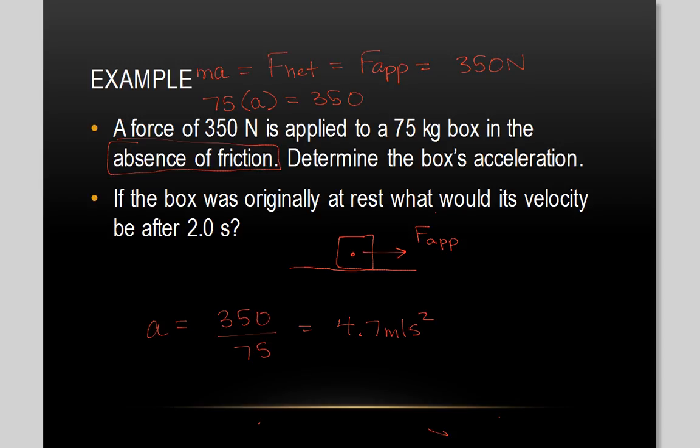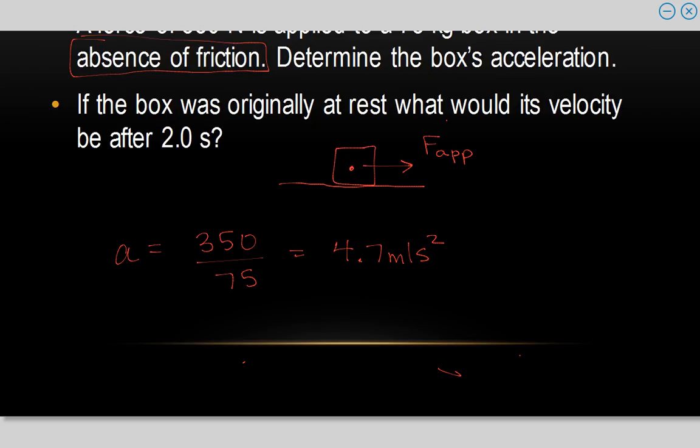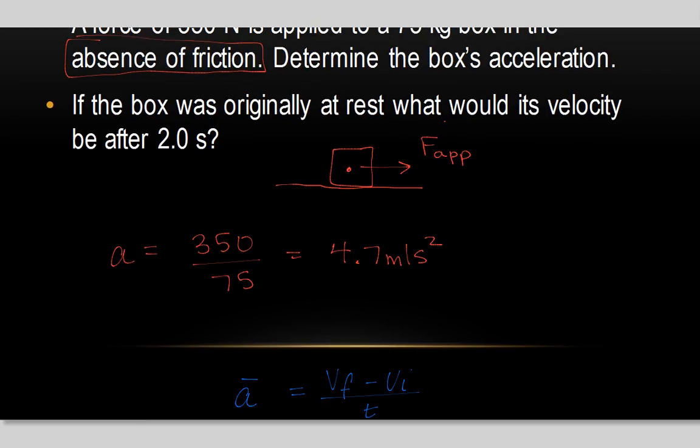Now if the box was originally at rest, what would its velocity be after 2 seconds? So you gotta think back to your acceleration formula. What's the acceleration formula? A equals VF minus VI over T. Go ahead and try and find that now. You know what A is, you know what T is, and if it started at rest, what do you know the VI was?